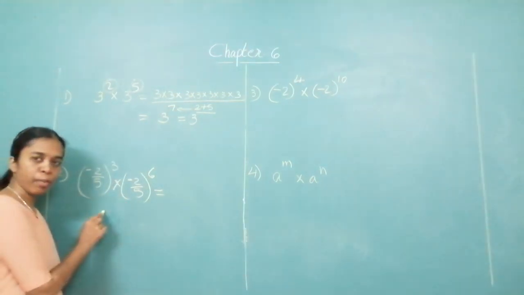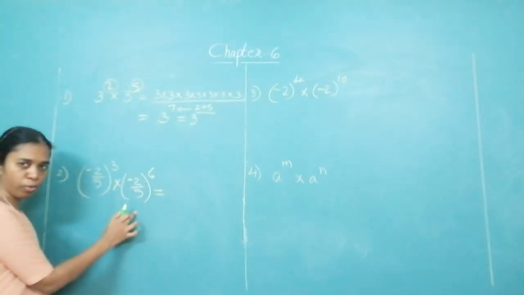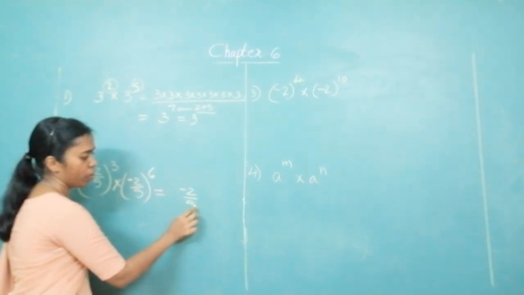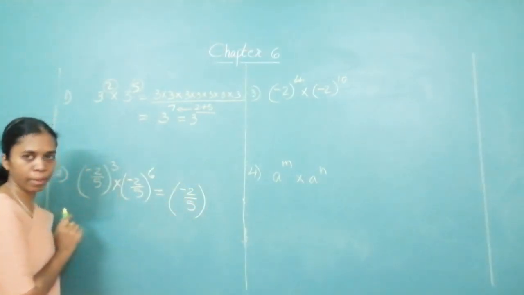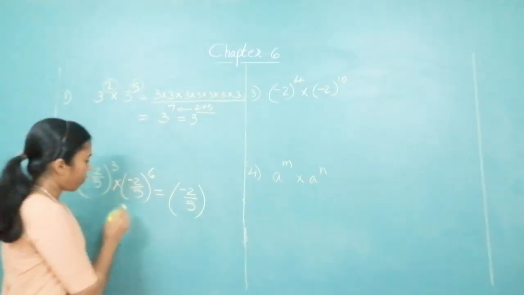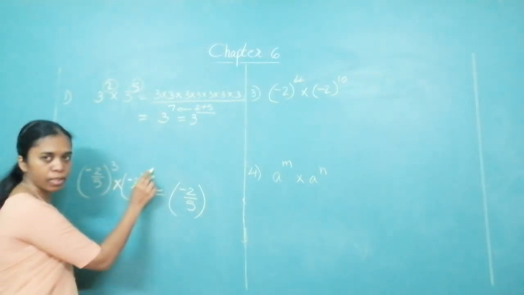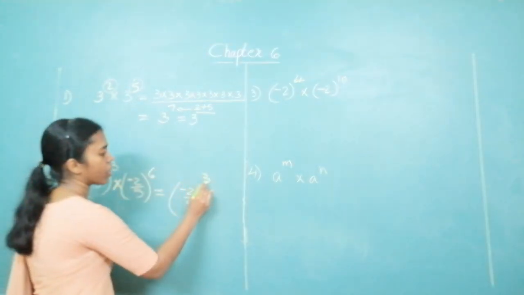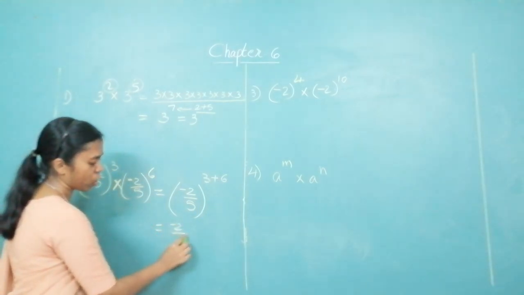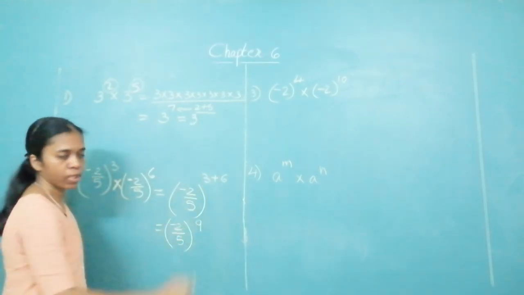For example, look at the second one. Is the base same over here? Base is minus 2 upon 5, minus 2 upon 5, isn't it? So what is the base over here? Minus 2 upon 5. Base is the same. Base remains the same. Okay. Now, when it is multiplied, we have to only add the indices. What is the indices over here? That is 3 plus 6. So, minus 2 upon 5 raised to 3 plus 6 is 9.